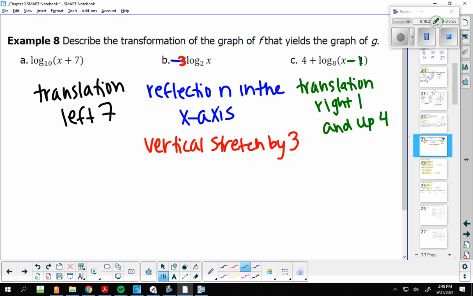Does it matter if we do 4 plus the log or the log plus 4? No, it doesn't matter what order you add in. So that's okay that the 4 is in front there.